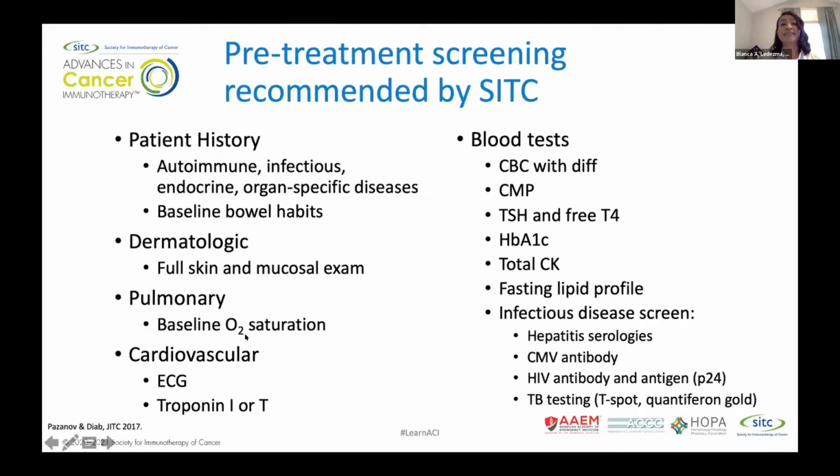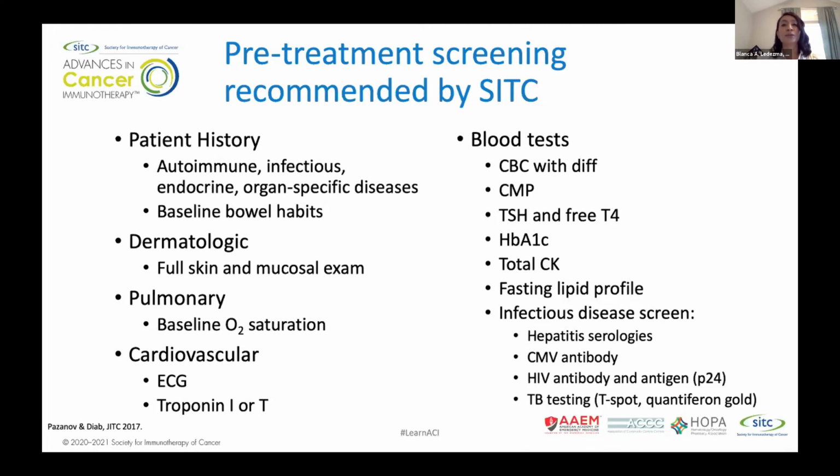The pre-treatment screening recommended by SITC. Establishing the patient's baseline is so critical because we want to know how the patient differs from baseline so that we know how to intervene. So establish their history: any underlying autoimmune conditions, infections, endocrine history, organ-specific diseases, and bowel habits. Some patients have one bowel movement every 4 days with multiple laxatives, while another may have 3 bowel movements a day. Establishing that baseline will impact how we grade.